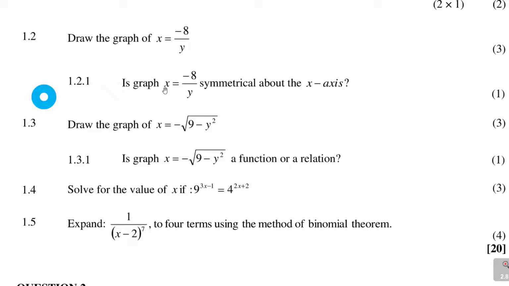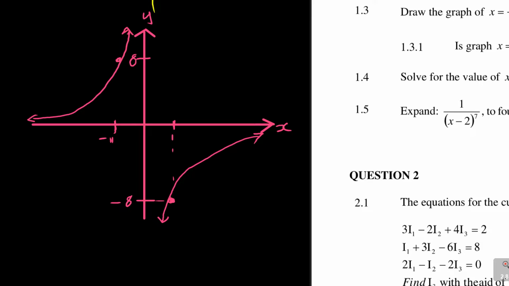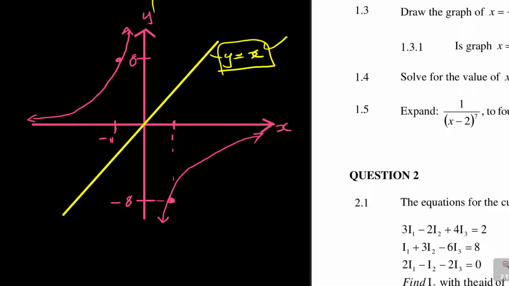Is the graph symmetrical about the x-axis? Now they are saying, picture this. Symmetrical means the line of symmetry. If you fold it like this, you can see that it's not, but the line of symmetry comes here. This is the line of symmetry, and the line of symmetry is y is equal to x. So if they said symmetrical about the line y is equal to x, it was going to be fine.